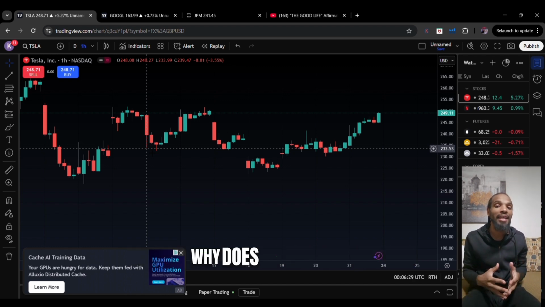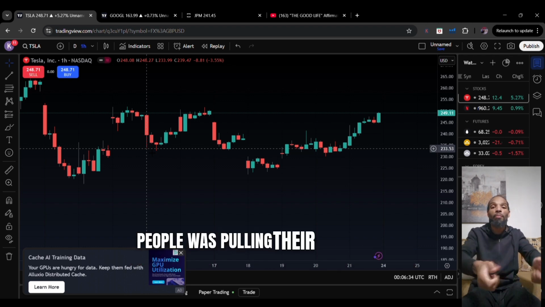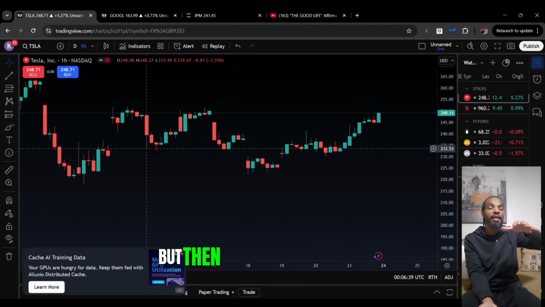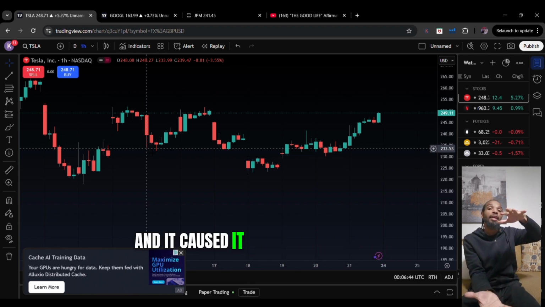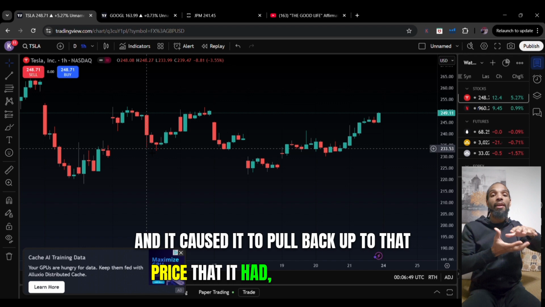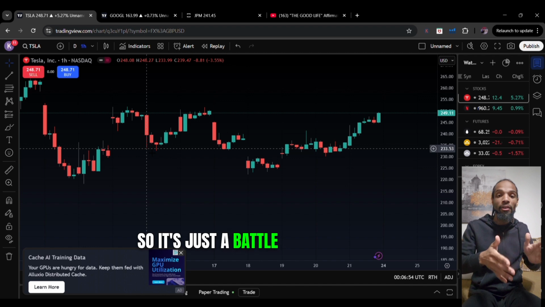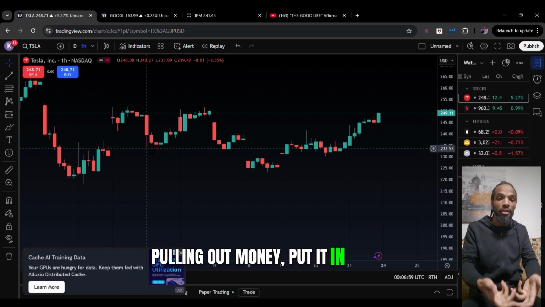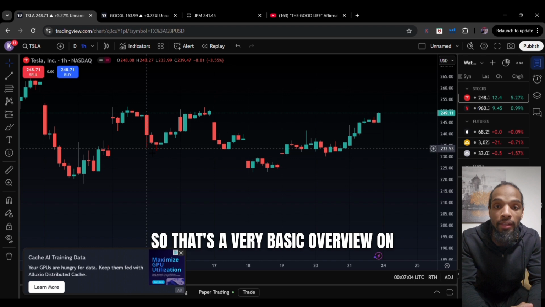What does that mean? Why does that happen? That means it may have been going down, people were pulling their money out of that stock, causing it to drop. But then there was money put in and it caused it to pull back up to the price that it had passed. That's what's happening. It's just a battle between people pulling out money and putting in money. So that's a very basic overview on looking at a chart.